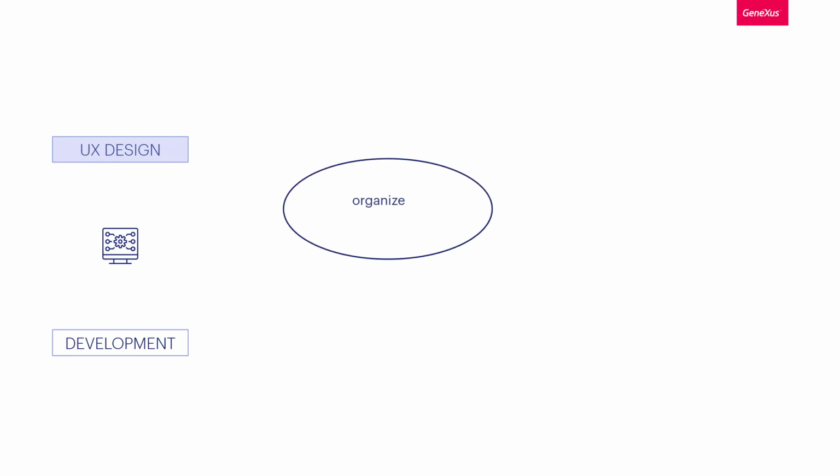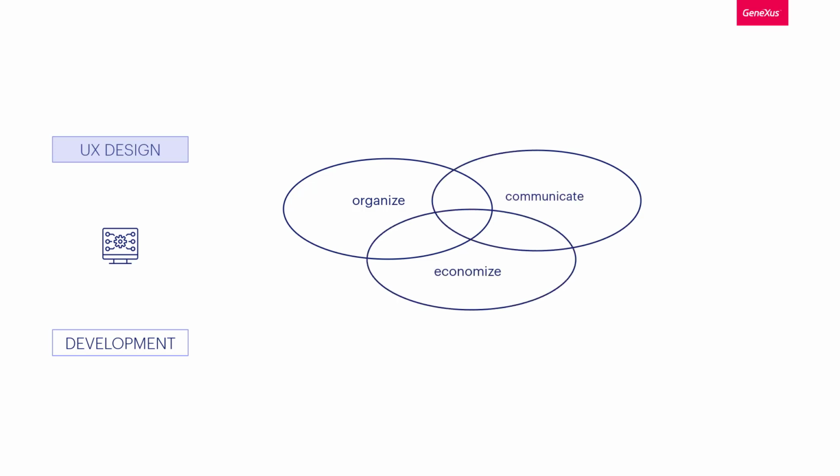In fact, the development of an application does not start with the development itself. It begins after a very important previous stage, which is the user experience design. There, the conceptual structure of the application as a whole is organized first. The objective is to obtain a product that meets the expectations of both the user and the business, and that communicates exactly what it should in the most effective and economical way possible.